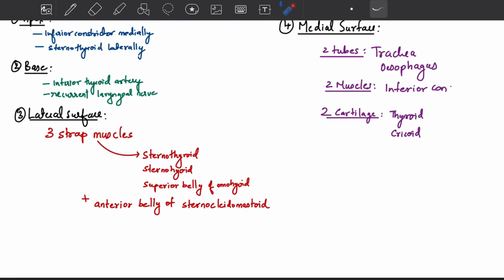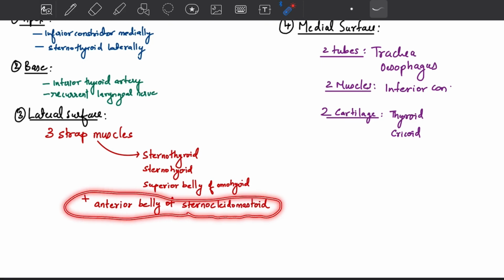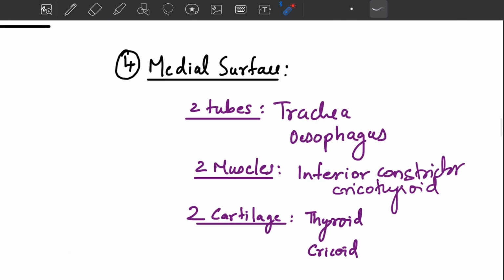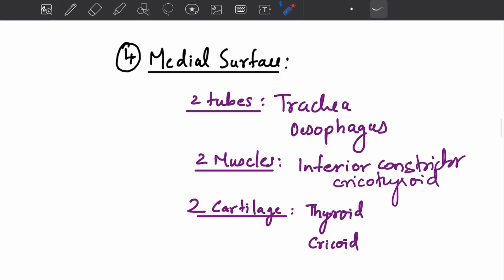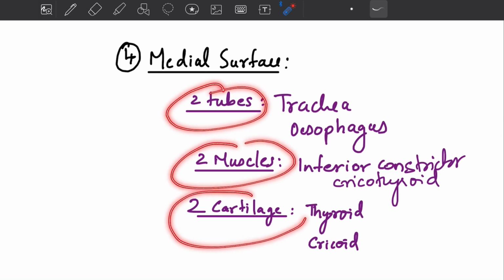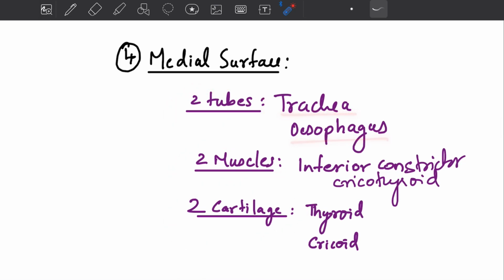When we talk about the relations of the lateral surface, it is related to three strap muscles, which are sternothyroid, sternohyoid and the superior belly of omohyoid, and also to another muscle called sternocleidomastoid, whose anterior belly is related. When we talk about the relation of the medial surface, it is related to two tubes, two muscles and two cartilages. Very easy to study: we have two tubes, two muscles and two cartilages. Two tubes are trachea and esophagus. Two muscles are inferior constrictor and cricothyroid. Two cartilages are thyroid and cricoid cartilage.